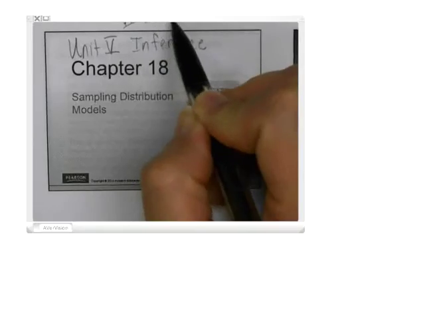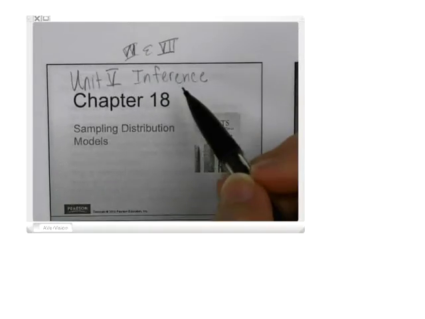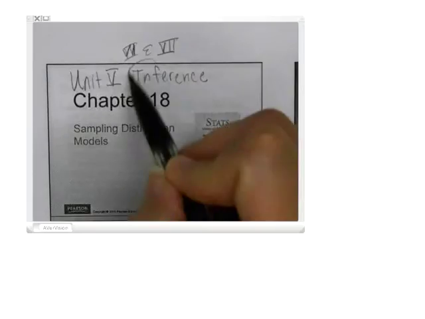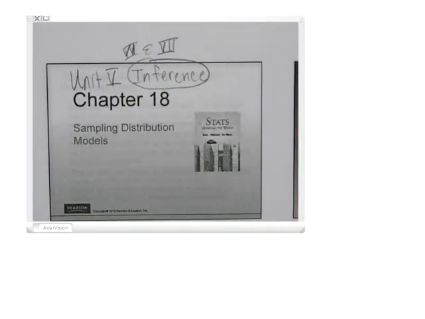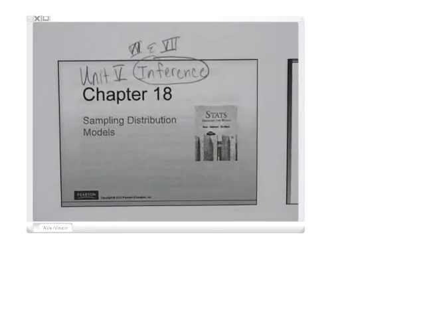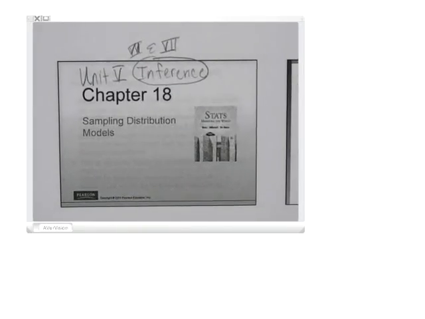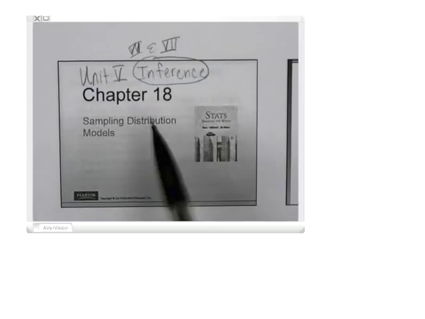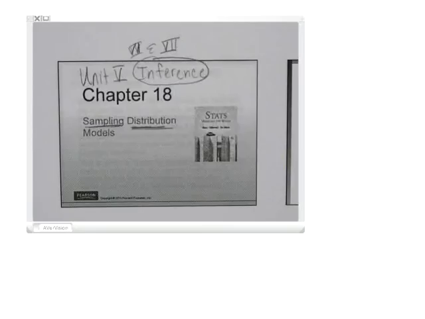Units 5, 6, and 7, oops, that's not 6, 6 and 7 are all inference. So we are entering the downward slope of the end of the course. Chapter 18 is your base chapter for all understanding of the rest of the unit. So it's an important chapter, and it's all about something called the sampling distribution.